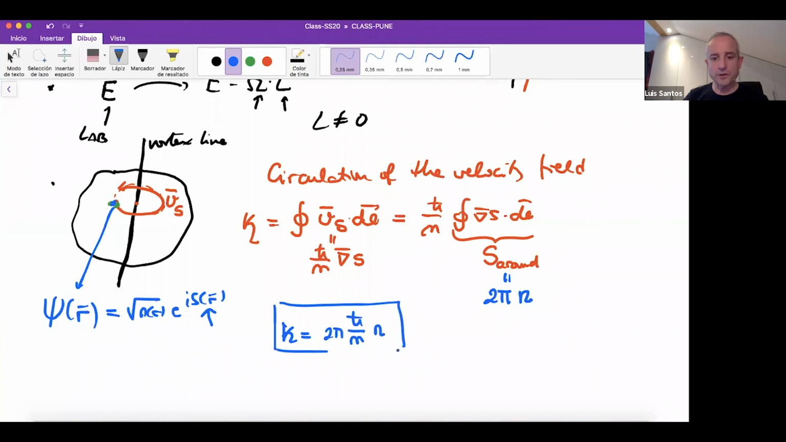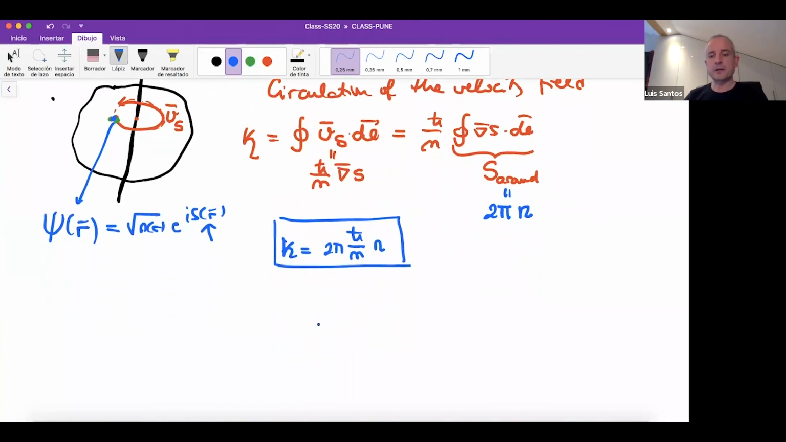The circulation of the velocity field around a vortex in this superfluid, simply because I have this notion of having a well-defined phase, up to, let's say, multiples of 2 pi, has to be a multiple of 2 pi. And this has important consequences, yes?